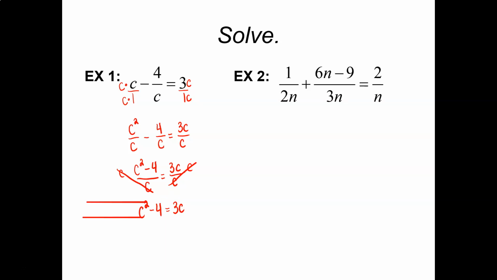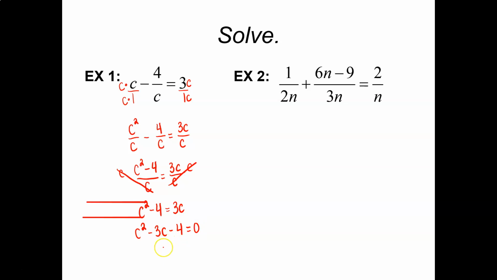All right, that is a quadratic. How can we solve quadratics? We could use the quadratic formula. We could complete the square. We could factor, right? Before we do those, what do we have to do? Move the 3C to the other side. So I'll get C squared minus 3C minus 4 equals 0.